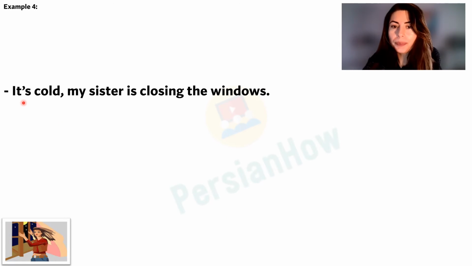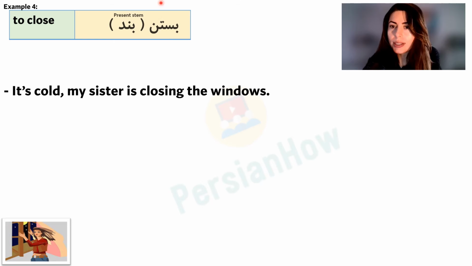Next example. It's cold. My sister is closing the windows. So to close in Farsi is bastan. Bastan. Band is the present stem. And the rest of the vocab, cold is sard. Sister is khahar. Remember, the letter vav or u here is silent. We don't read it. It's not pronounced. So imagine this aleph is attached to khe. Khahar.